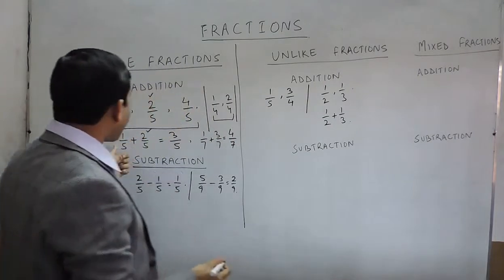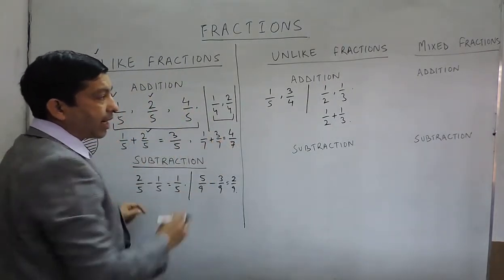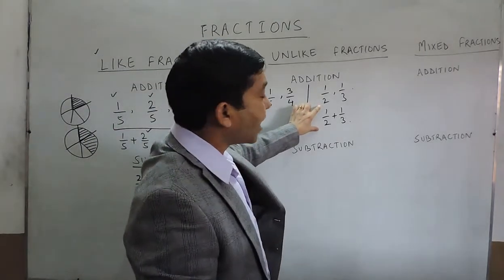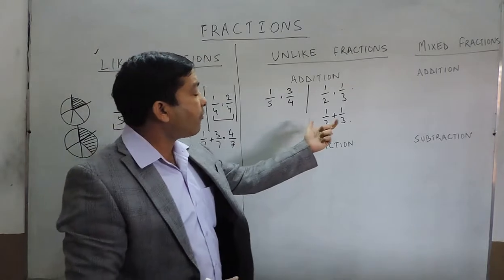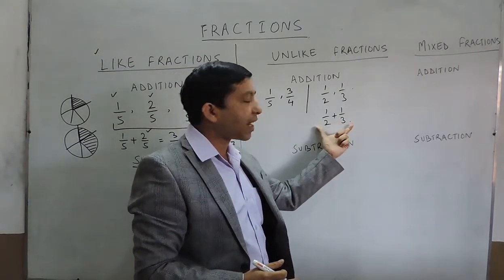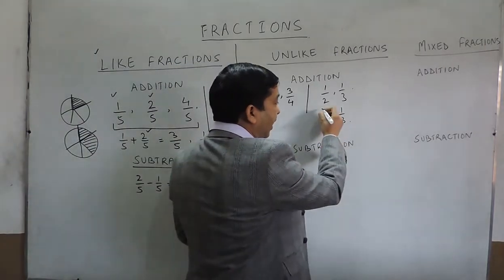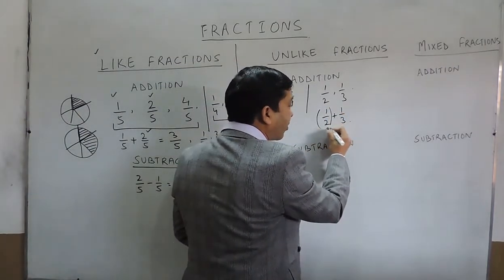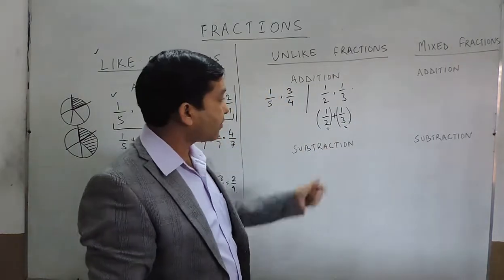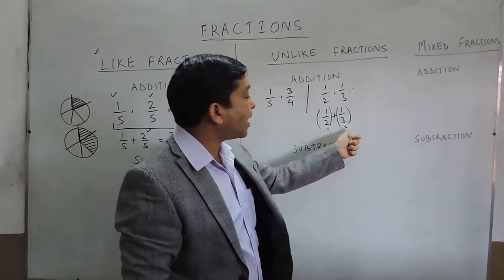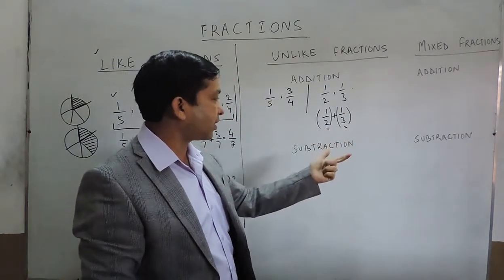Because in like fractions the denominator was the same, we could simply add them. In the case of unlike fractions, the denominators are different. So here, first we have to convert the unlike fractions to like fractions. Whatever the denominators, I have to equate them. When I talk about equating the denominators, that means I am talking about equal fractions.